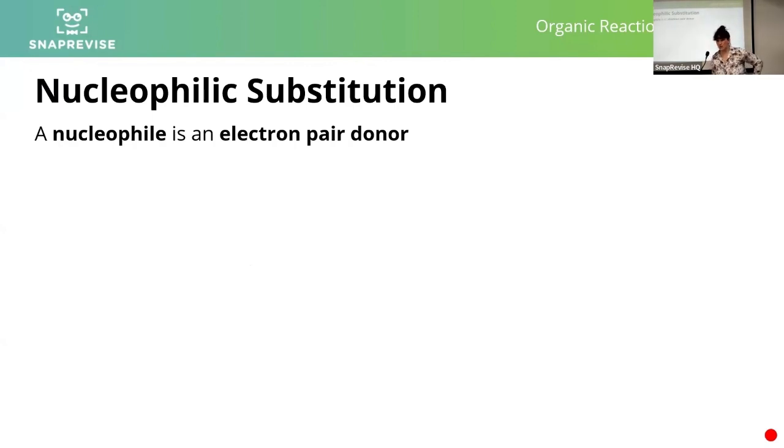You can work out what a nucleophile is if you aren't confident on the definition, because nucleo, the nucleus of an atom, is positively charged. Phile means likes. So a nucleophile is a species that likes positive charge, is attracted to a positive charge. So a nucleophile is going to be attracted to an area of positive charge and willing to donate a pair of electrons to that positive charge. So a nucleophile is an electron pair donor. That's kind of my thought process in it.